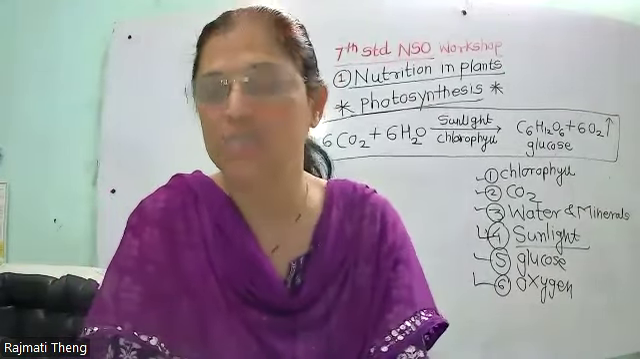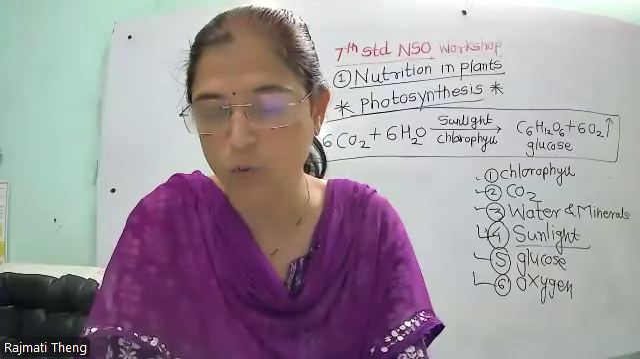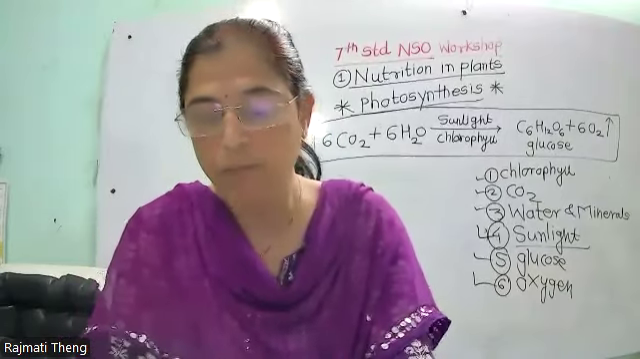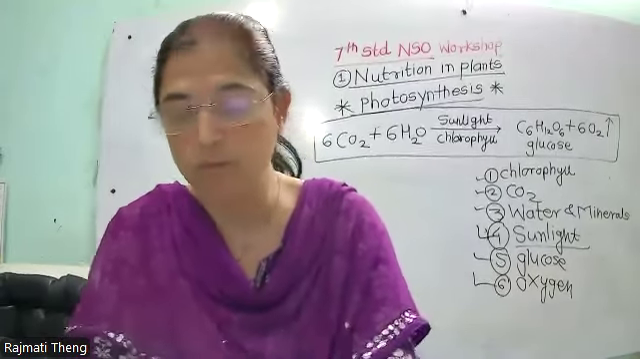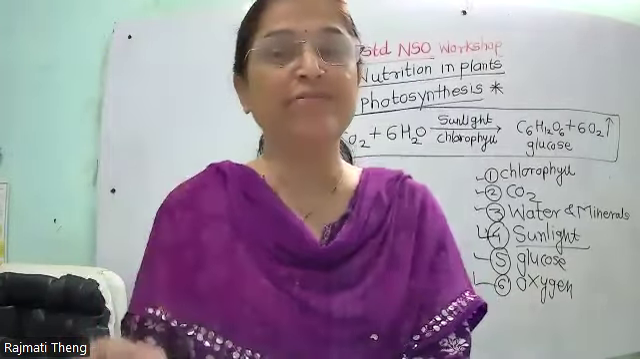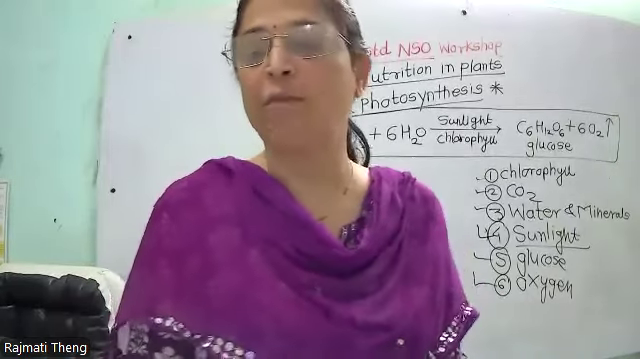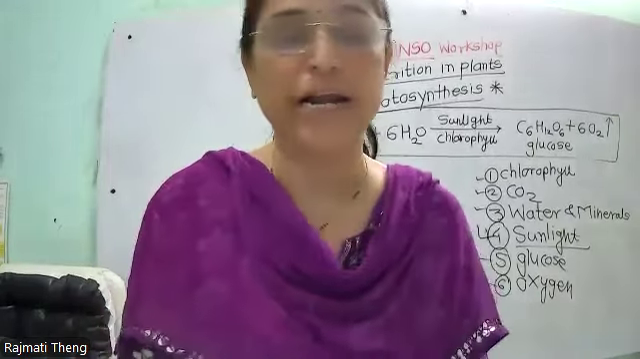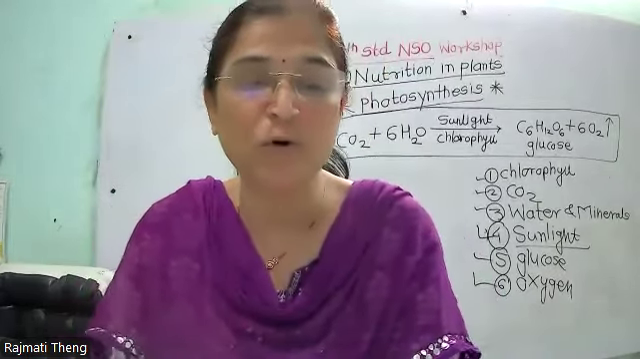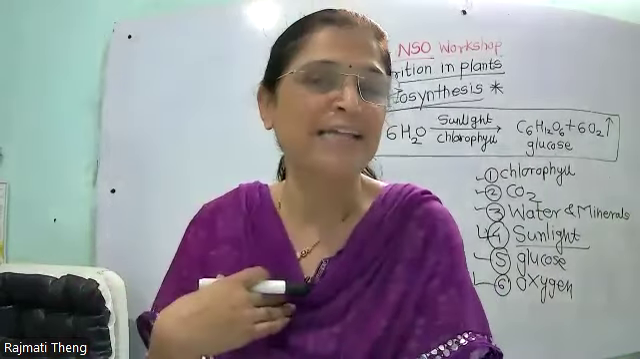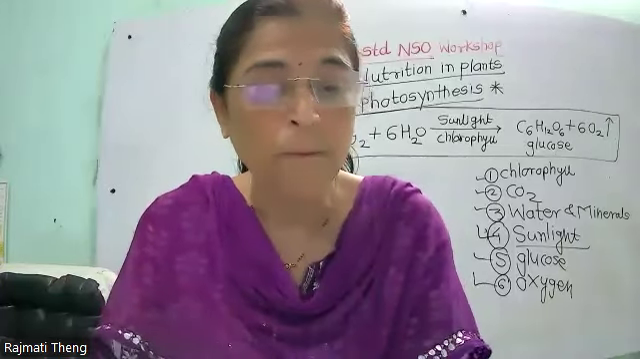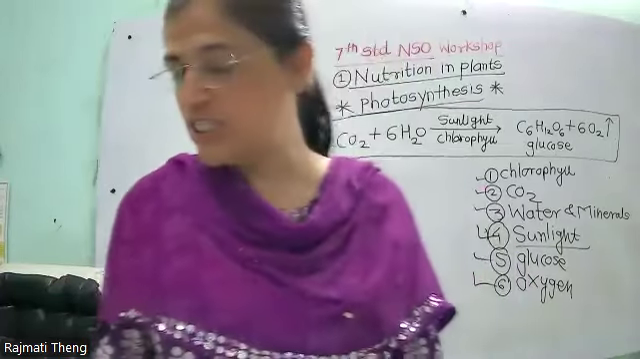Okay, now significance of photosynthesis. Sugar produced during photosynthesis is stored in the form of carbohydrate, which is used in the synthesis of organic compounds. Photosynthesis absorbs carbon dioxide and gives out oxygen, and the carbon dioxide and oxygen level is maintained because of photosynthesis. Oxygen is given out in photosynthesis, which is used by animals for respiration.